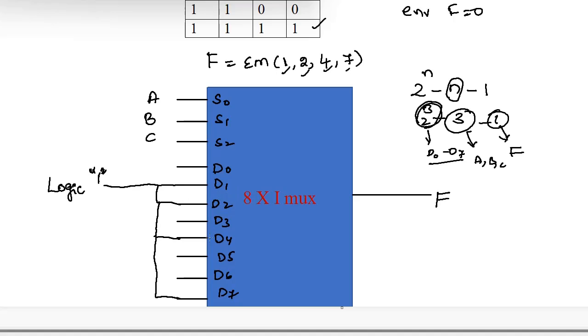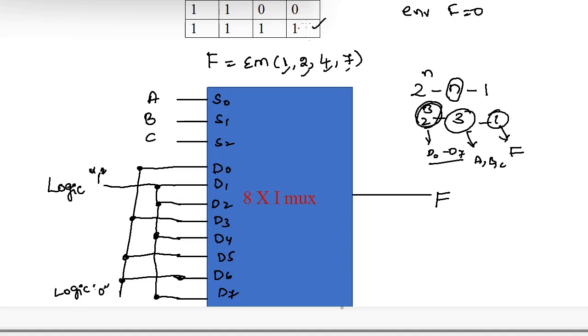So D1, D2, D4, D7 are connected with logic 1 and in the same way D0, D3, D5, D6 are connected with logic 0. Once again I am telling, D0, D3, D5, D6 are connected with logic 0, and D7, D4, D2 and D1 are connected with logic 1.